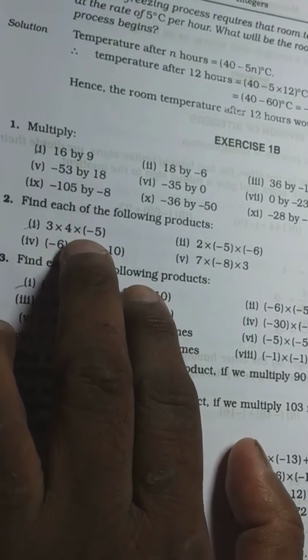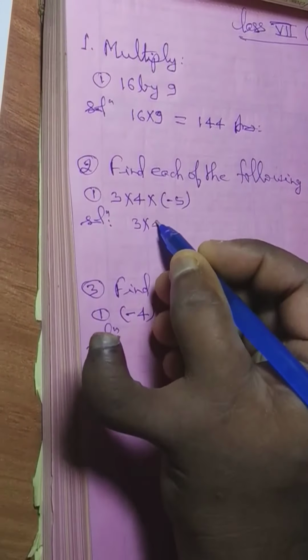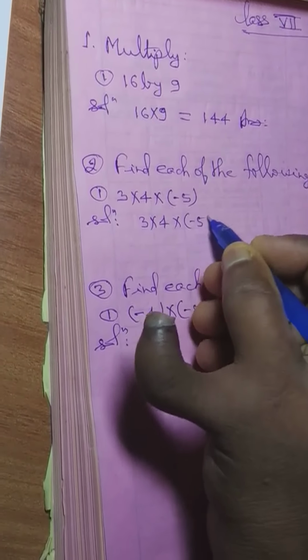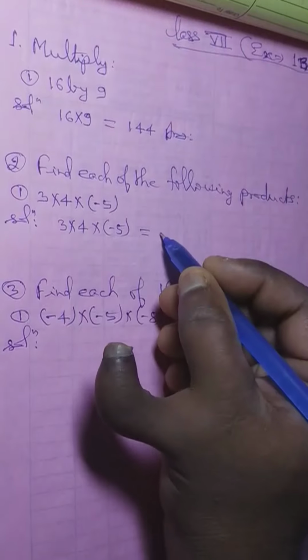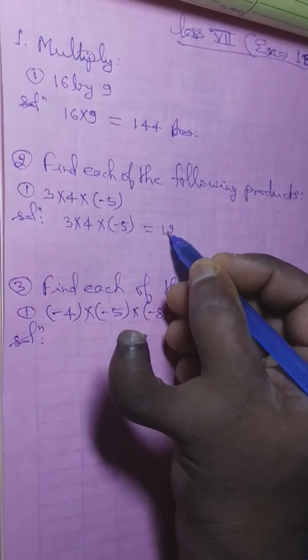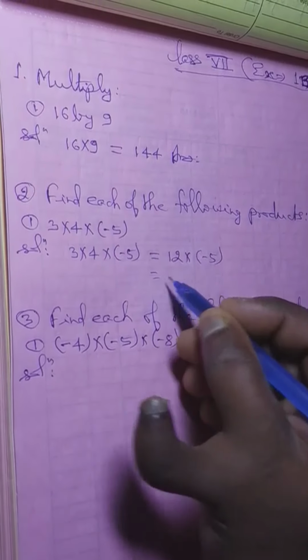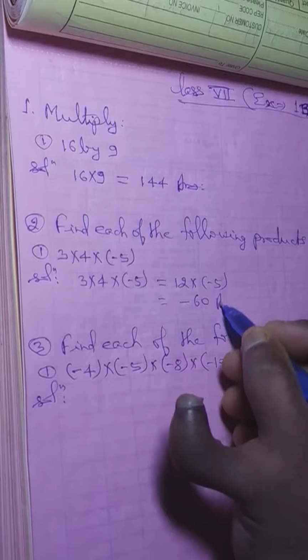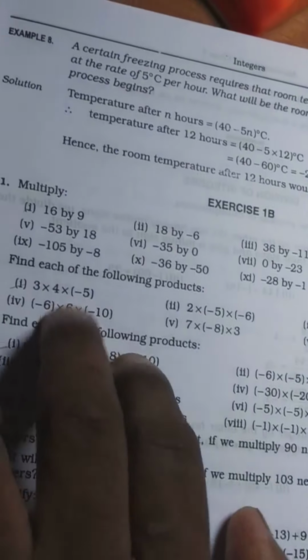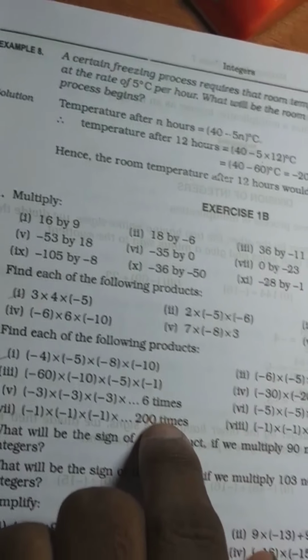3 into 4 into minus 5 equals minus, 3 4s are 12, into minus 5 is equal to plus minus 12 5s are 60, minus 60. Answer. The next questions, the first and second, will be your homework.